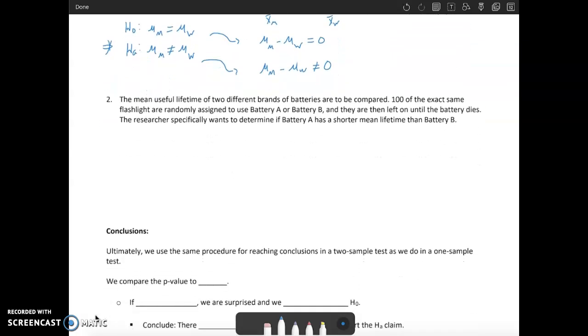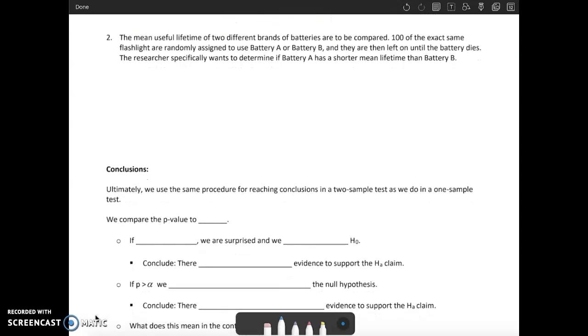Okay, in our second scenario, it says the mean useful lifetime of two different brands of batteries are to be compared. 100 of the exact same flashlights are randomly assigned to use battery A or battery B, and then they are left on until the battery dies. The researcher specifically wants to determine if battery A has a shorter mean life than battery B. So in that very last sentence, I get the hint of how my alternate hypothesis is going to play out. It looks like we have a specific direction, a shorter direction, so our alternate is going to be a less than symbol.